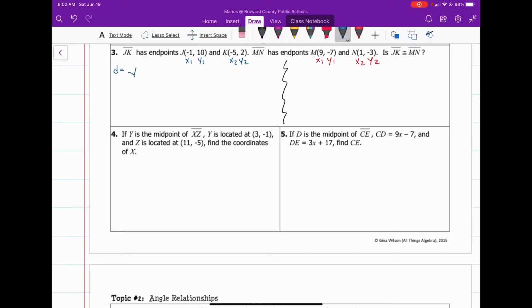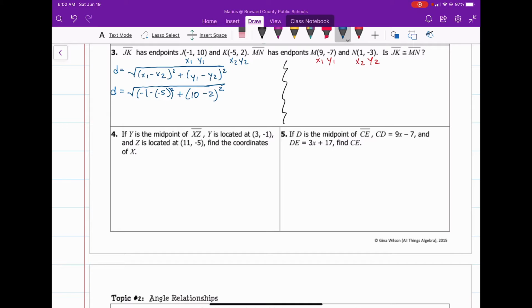So for JK, the distance is equal to, remember we're going to write out the formula, the square root of (x1 minus x2) squared plus (y1 minus y2) squared. Then you do d equals the square root. Now we're going to do (-1 minus -5) squared, oops, put a parentheses in there, plus (10 minus 2), all of that squared.